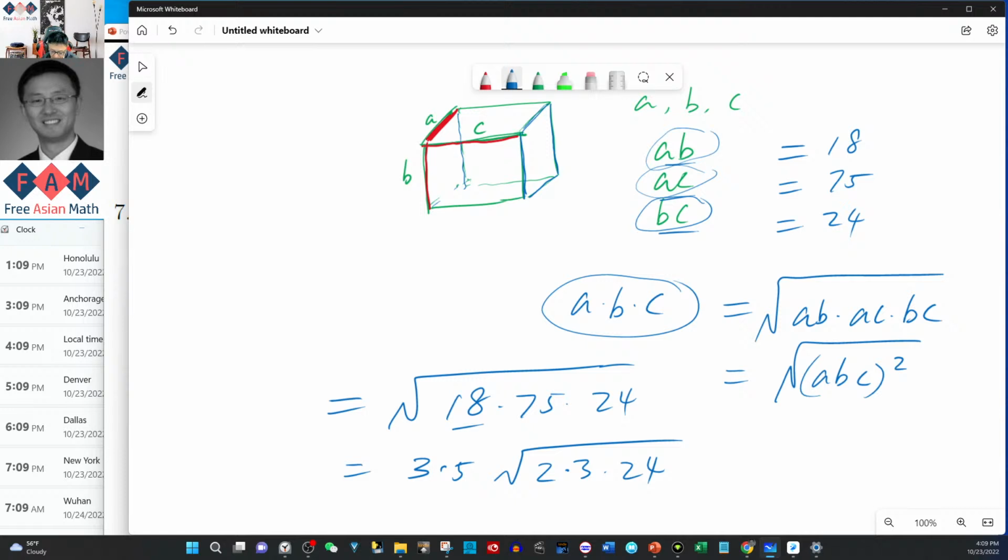144 is 12 squared, therefore this is 3 times 5 times 12. Easily, 3 times 5, you can multiply 5 with 12 first, that's 60. 60 times 3, that's 180.